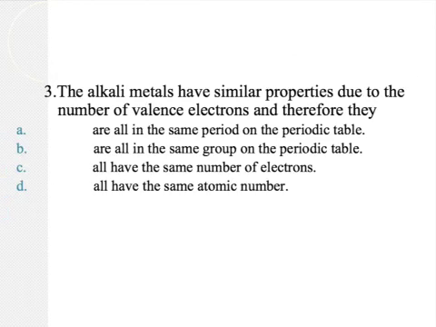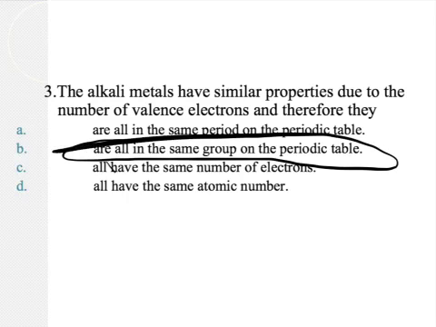The alkali metals have similar properties due to the number of valence electrons. And guys, what did we already learn? That if they have the same number of valence electrons, they're all in the same group. Okay? And group and family are interchangeable. We use those terms interchangeably. So again, if we have the same number of valence electrons, we're in the same, what's that magic word? Group.